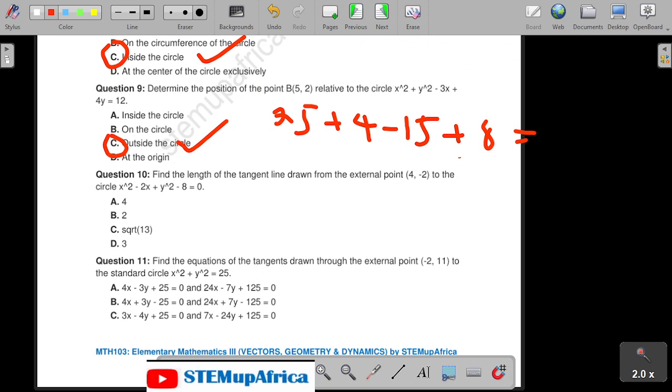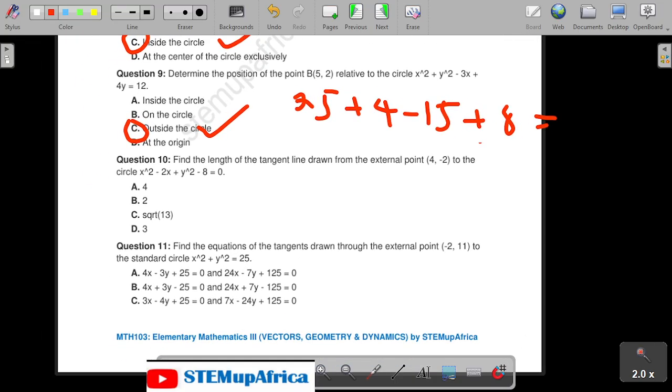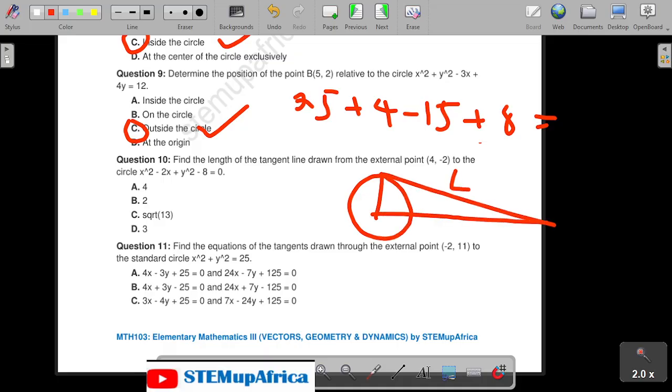So we say find the length of the tangent. If you have a circle such as this, a tangent to the circle from the point, this is the length of the tangent. Here is the center, here is the point, and here is our radius. Okay, so let's see how we get the length of the tangent.